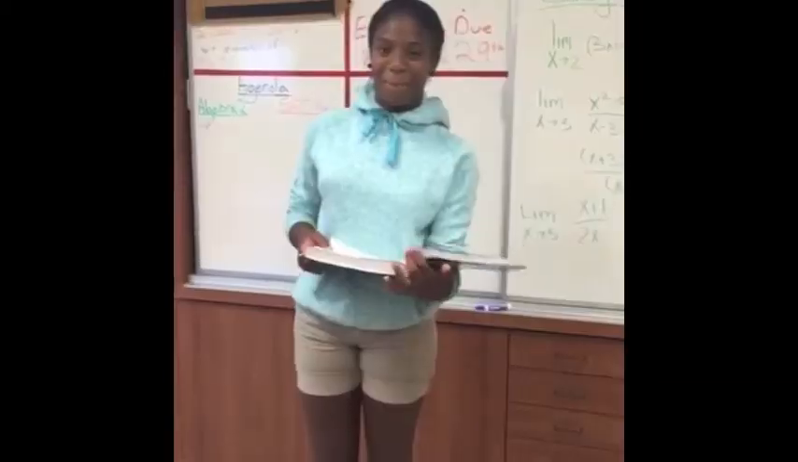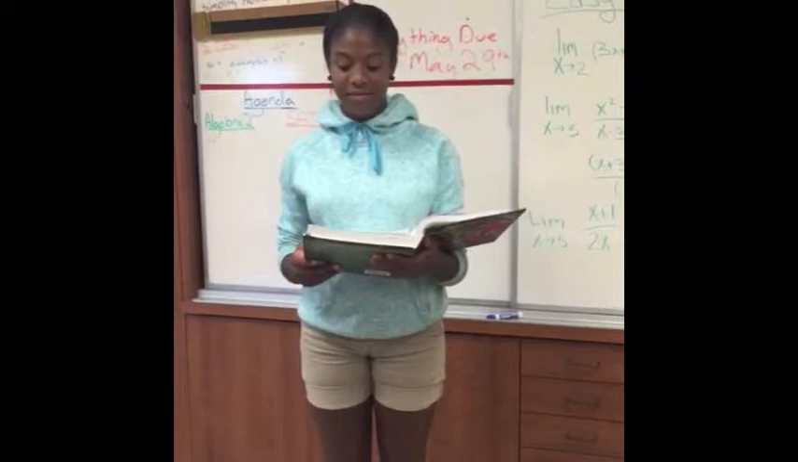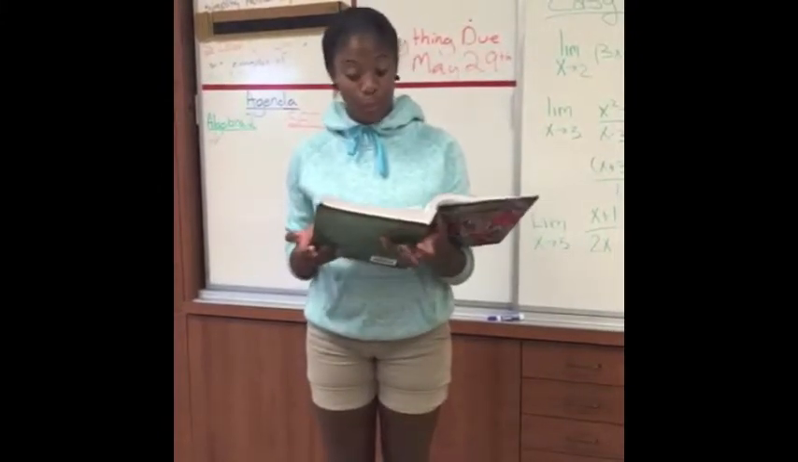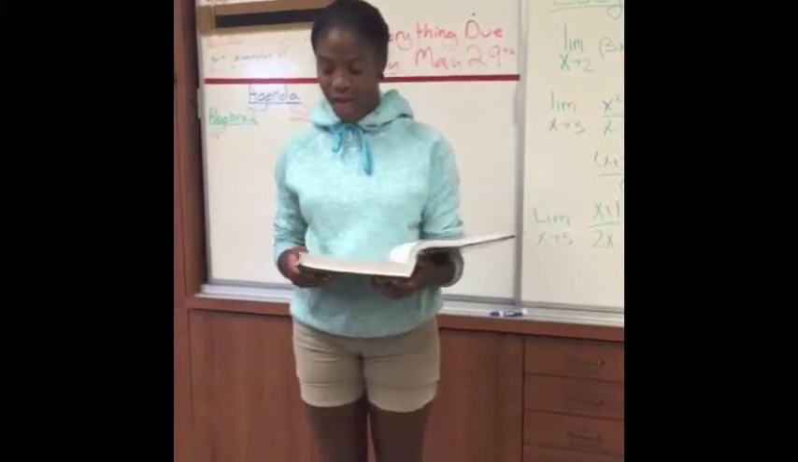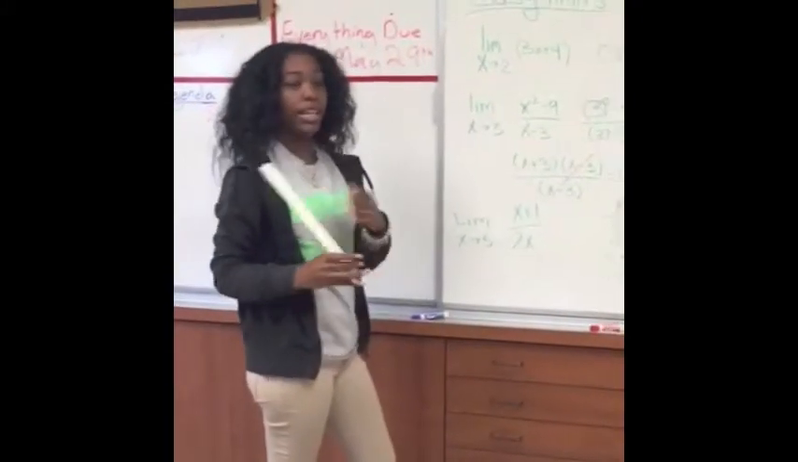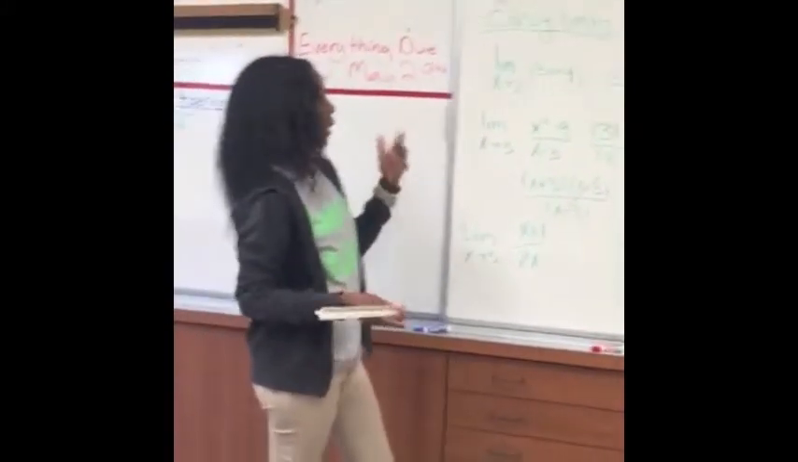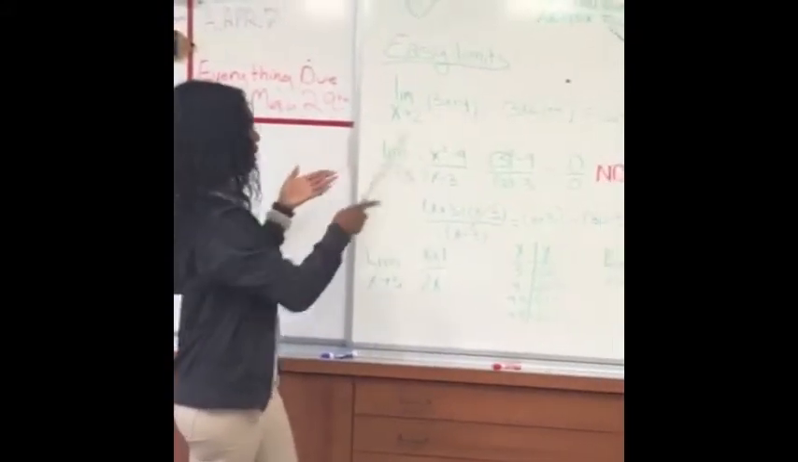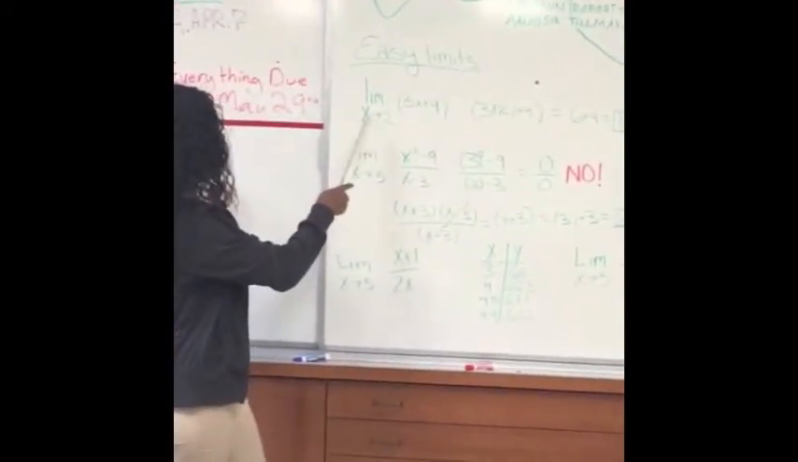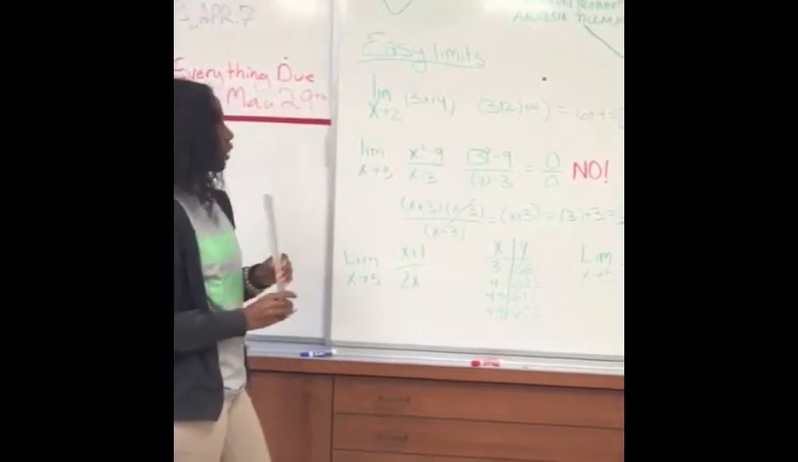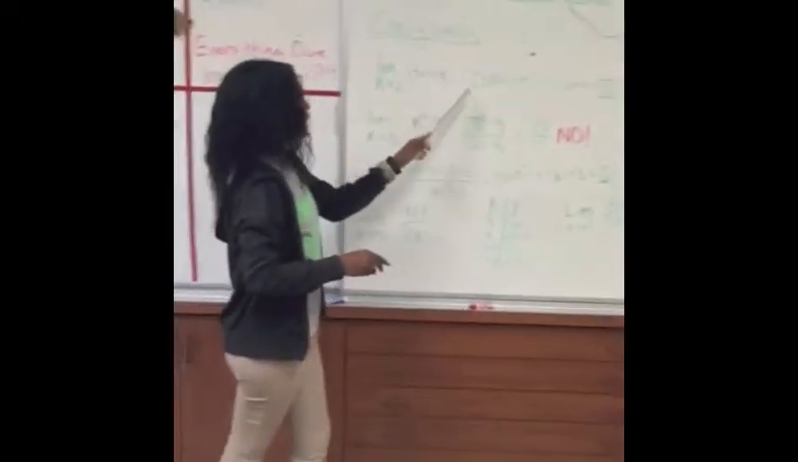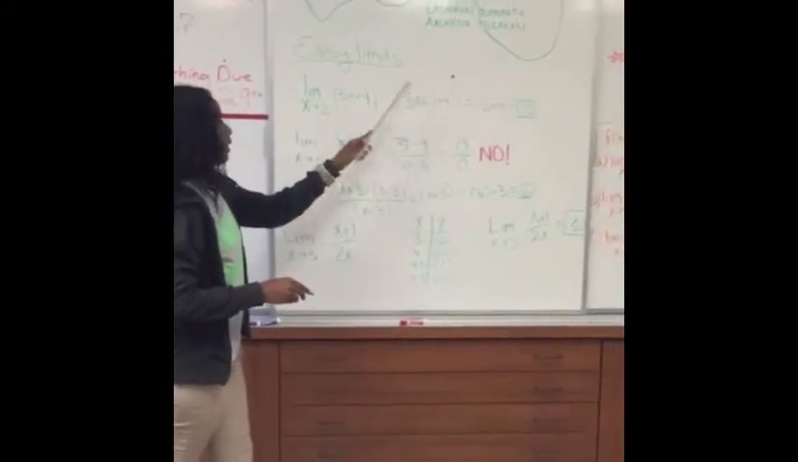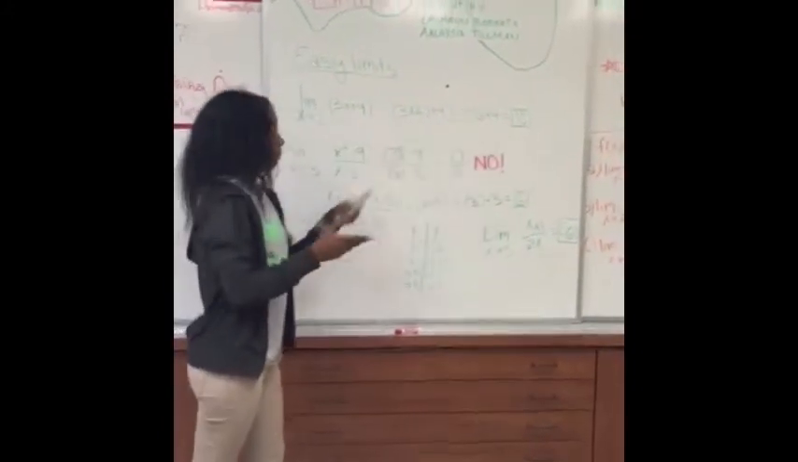In mathematics, a limit is the value that a function or sequence approaches as the input or index approaches some value. For example, there are easy limits where you can simply substitute. So we have the limit as x approaches 2 of 3x plus 4. What we do is we put in 2 for x. 3 times 2 equals 6 plus 4 equals 10. 10 is your answer.